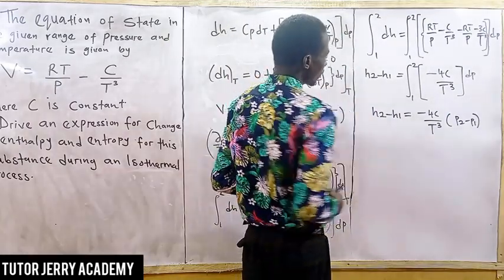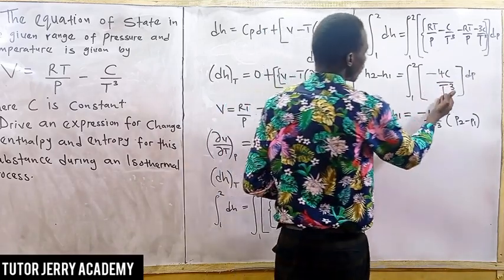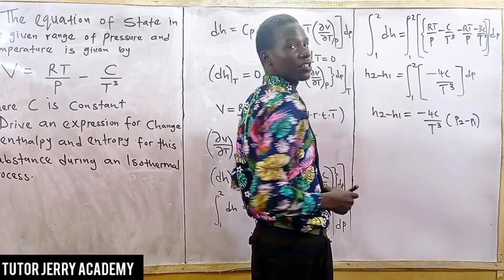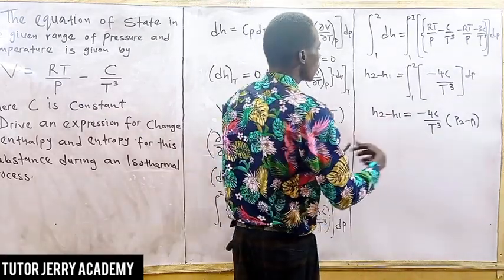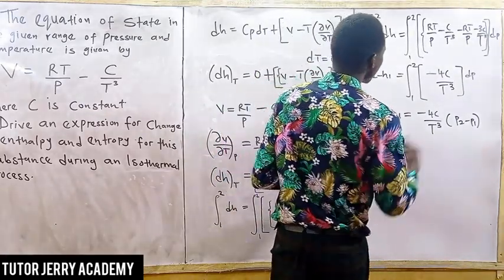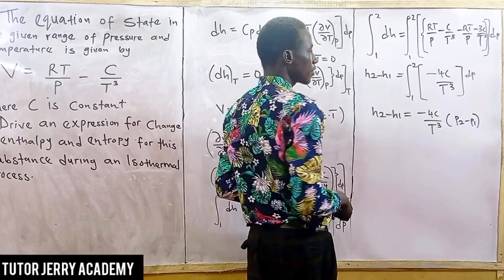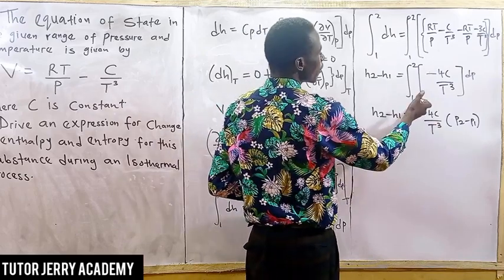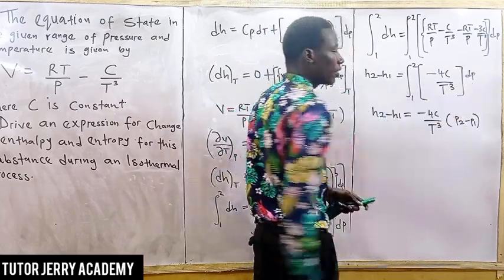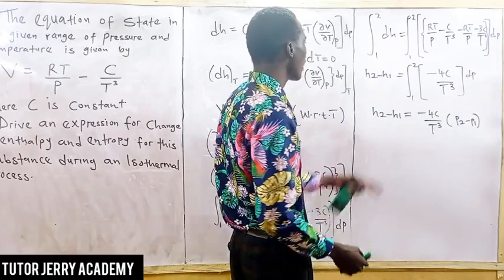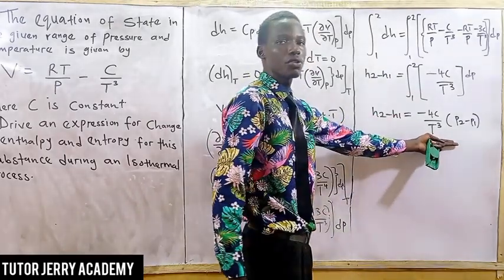How do we arrive at this? Minus 4C over T to the power of 3: we take it out of the integral sign. We are taking minus 4C over T to the power of 3 out of this integral sign, and if we integrate from 1 to 2 dP, we are left with P2 minus P1. It implies that this equation has been reduced to this.